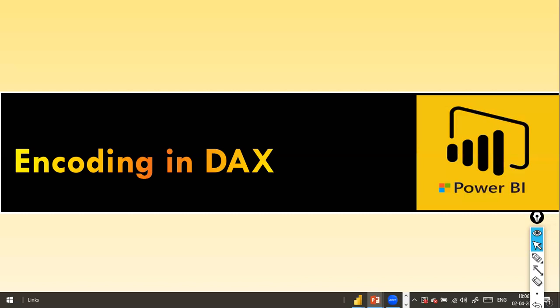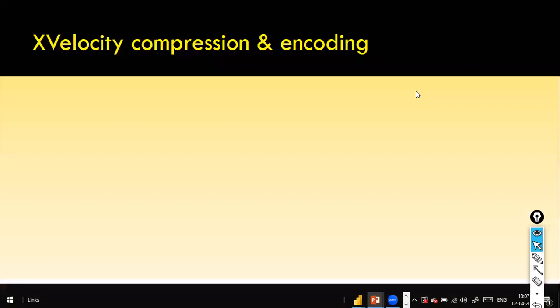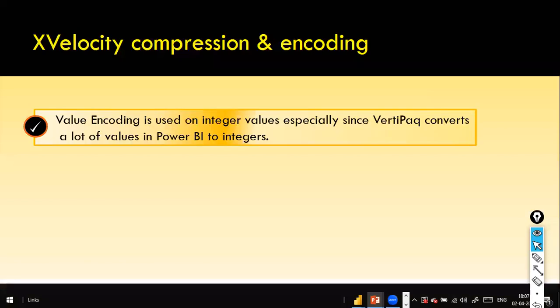The second step is compressing the data. So it uses some techniques to compress the data. What kind of techniques? It uses something called encoding. There are three types of encoding. X velocity uses the compression technique called encoding, and there are three types of encoding techniques.